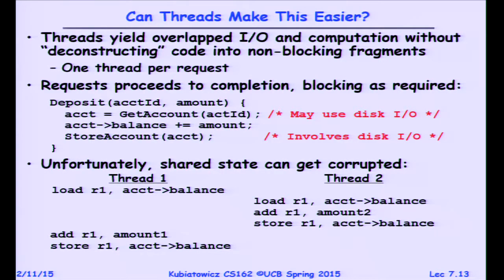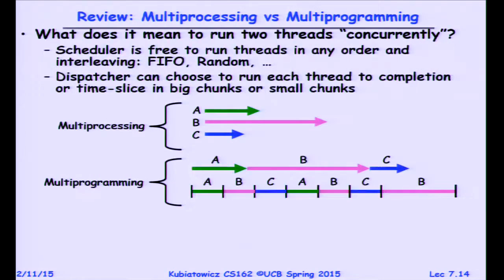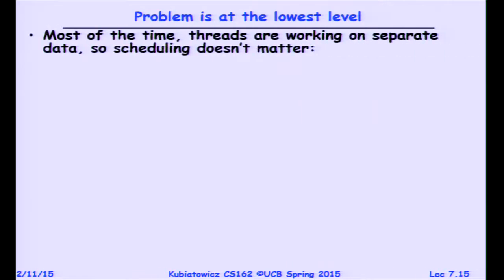Okay, and that's part of understanding the problem. Now, the problem here is at the very lowest level, and most of the time threads are working on separate data, so it doesn't matter. For instance, if thread A says x equals 1 and thread B says y equals 2, does it matter what order these are run in? No, right? The data is different.